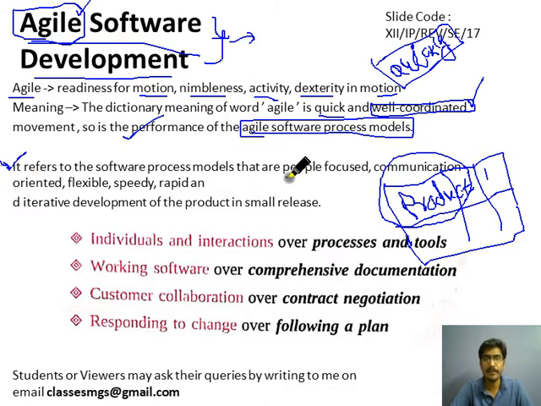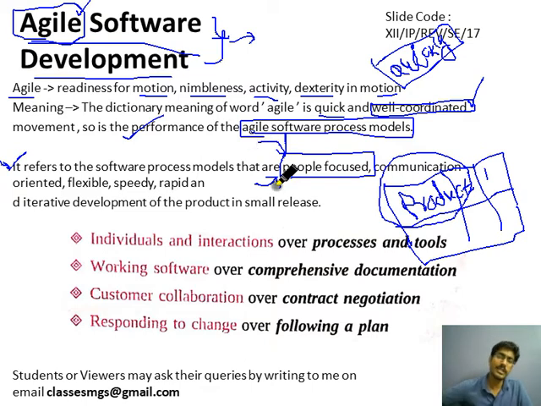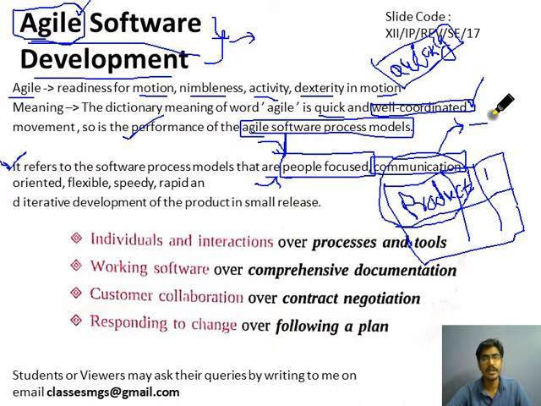Software process models that are people focused. In agile software development we focus more on the people, the people involved in the product, like who is the user, who is the developer, who is the manager. These people are focused more rather than processes. We will follow communication in a very precise manner. In agile software development we directly communicate with the client or end user for their requirements, rather than following traditional processes like documentation.